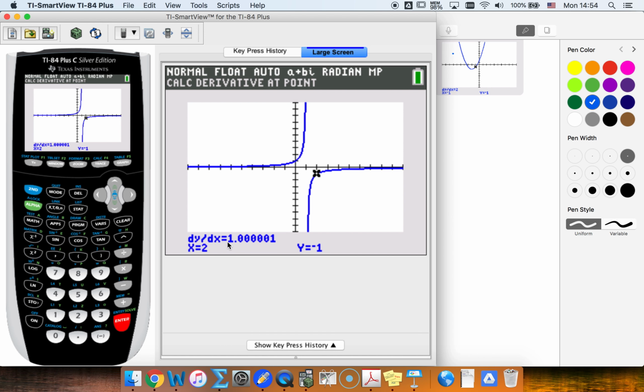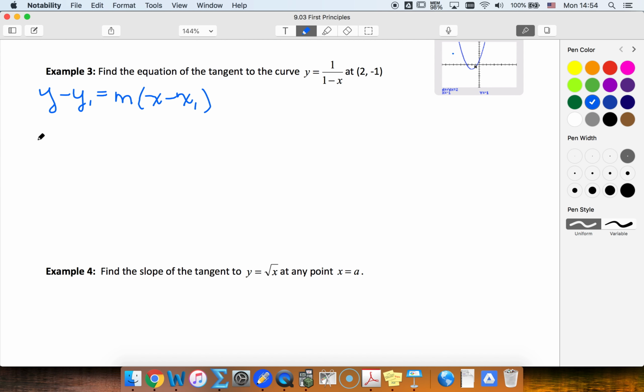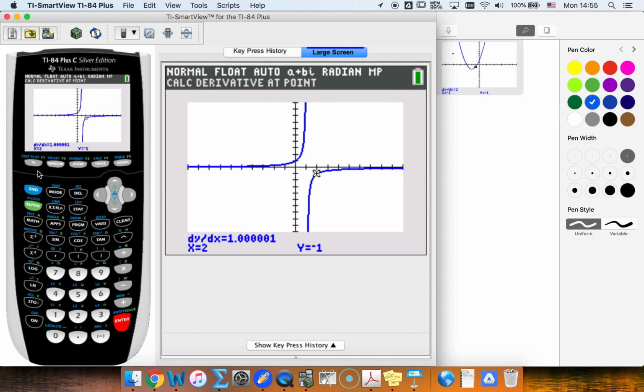So here, your calculator is approximating. We need to know that looking at this approximation, the actual value is going to be 1. So my slope is 1. Here's my point. So I think that means I'm going to have y minus negative 1 equals 1 times x minus 2. So I think that the equation of my tangent is going to be x minus 1. Let's go ahead and graph that.